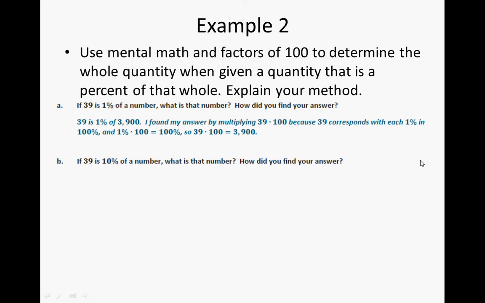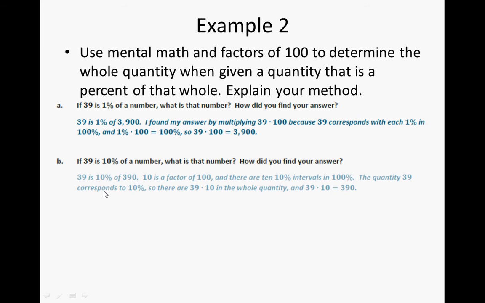Let's look at the next one. If 39 is 10% of a number, what is that number? And how did you find your answer? Again, think of the factors. How many factors of 10 go into 100? Well, you should have answered 10. So if 39 equals one of those 10s, and there's 10 of them, then basically you would multiply by 10. So 39 times 10 is 390.